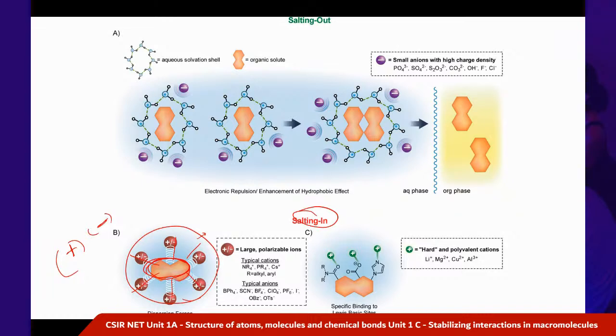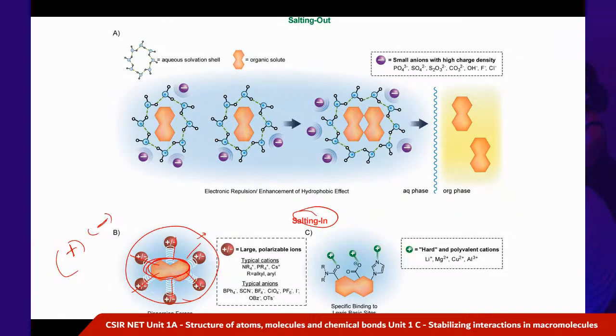Like only a few of them are present, a few salts are present. So few of them are interacting with some part of the protein. So that is salting in, when the salt is able to get into the solution. That's why salting in. The salt is able to get into the solution and interact with the protein molecule. So a little bit of attraction is there, right?